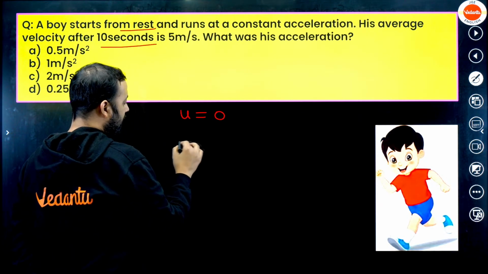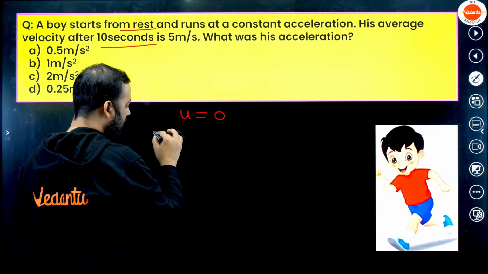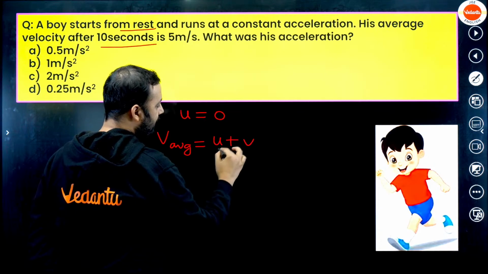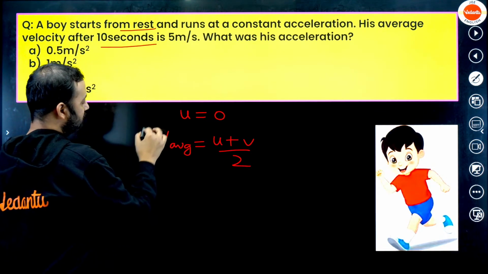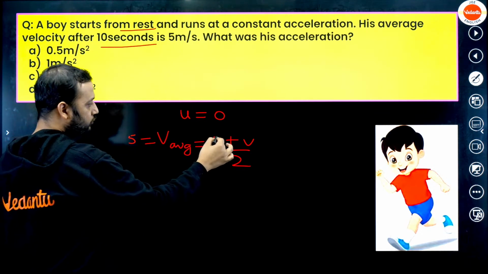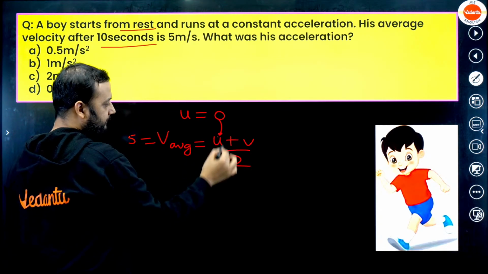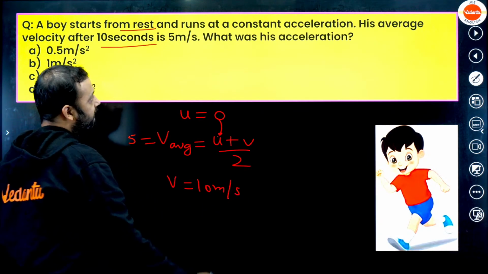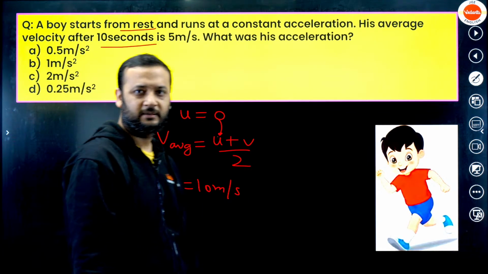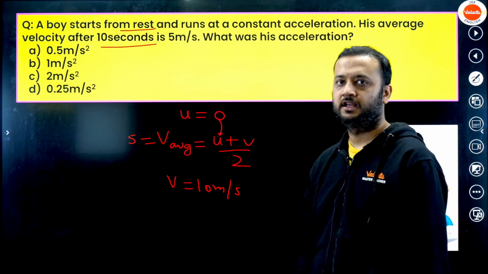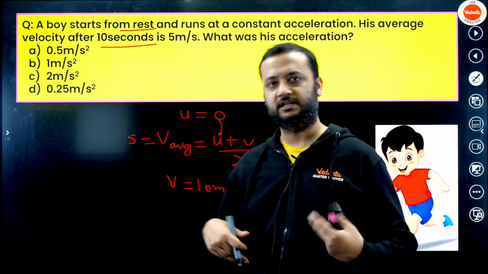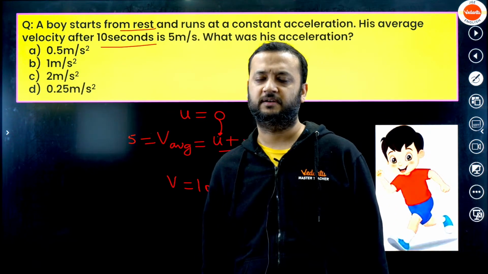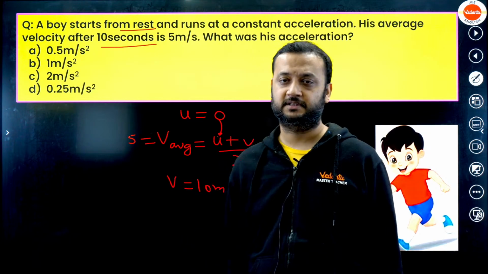So how do you write V average? V average is (U plus V) by 2. This was given as 5, and U was 0. So put this value over here. What will you get? You will get that velocity has become 10 meters per second after 10 seconds. So that means you have eaten 10 biscuits in 10 seconds. So what is the rate at which you were eating biscuits? 1 per second. That means acceleration is 1 meter per second square.